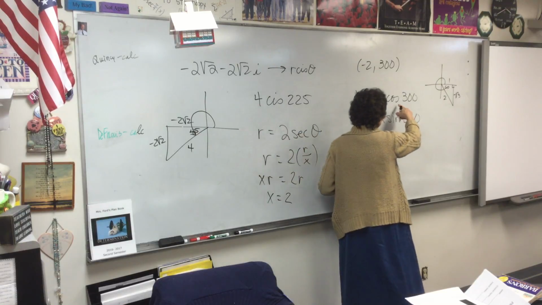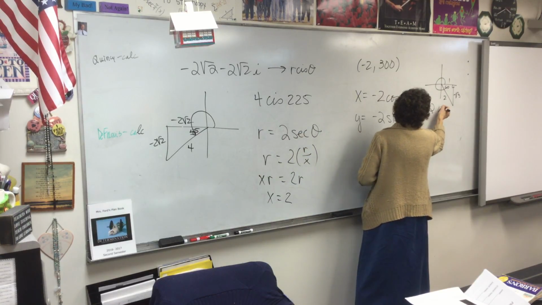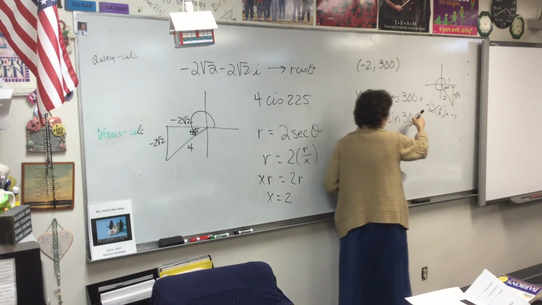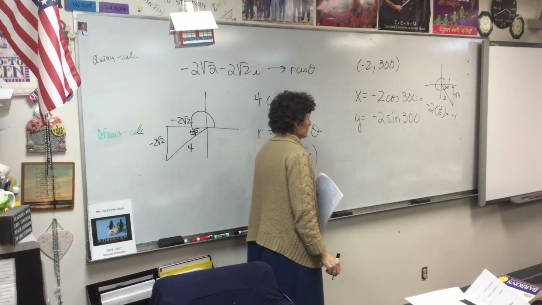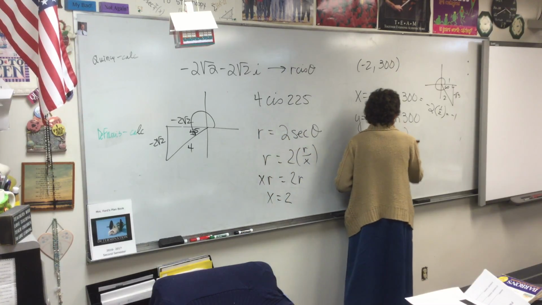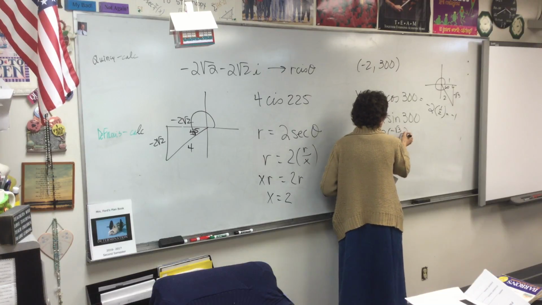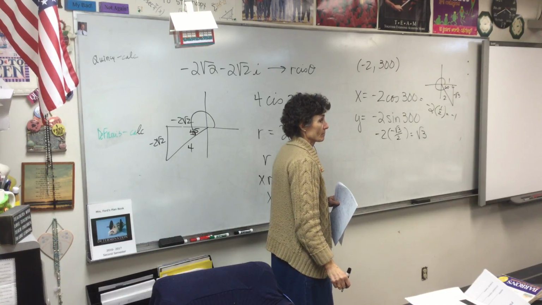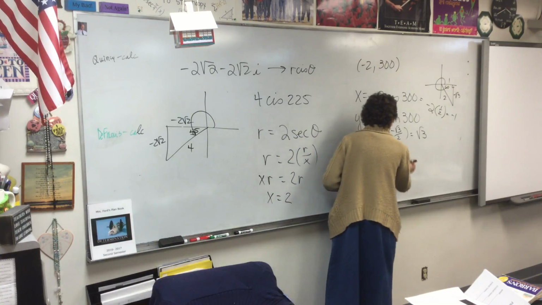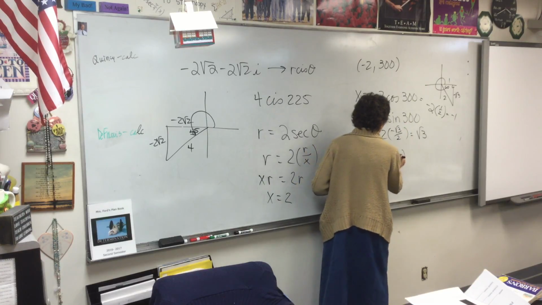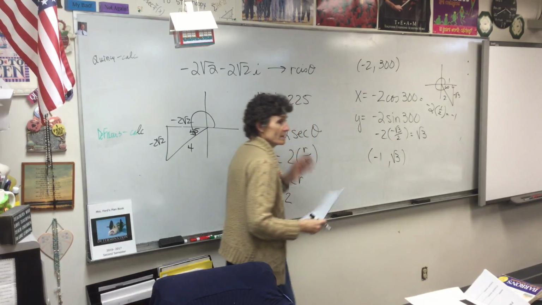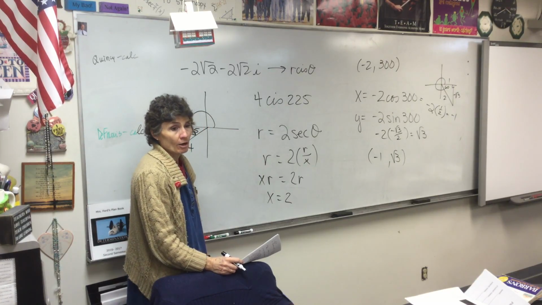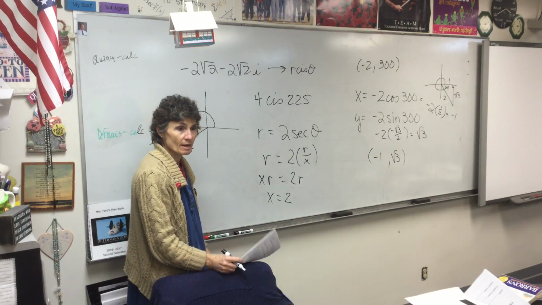So what's the cosine? The cosine will be 1/2. So negative 2 times 1/2 is negative 1. What's the sine? Negative root 3 over 2, so that's just going to be positive root 3. So my job was to find the x and the y. The x is negative 1 and the y is root 3. How do I find x and y? r cosine theta, r sine theta.